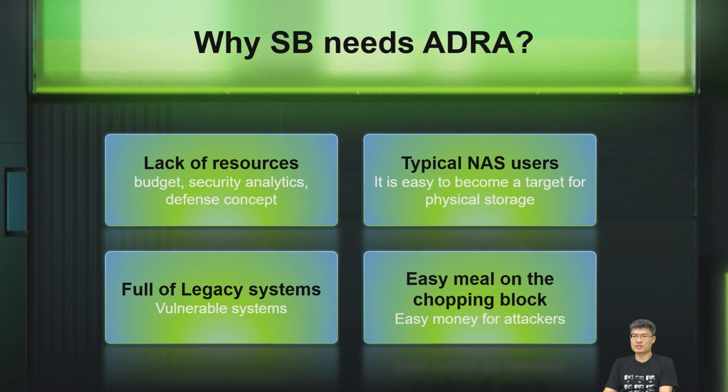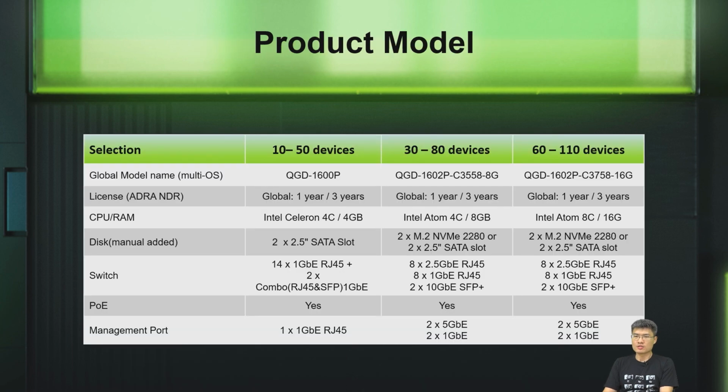So that's why we say that with the ADRA, we can handle some security issues from the switch side. This means we can decrease some load on the IT staff, because we can lower the effort. They don't need to do a lot of things or take a lot of time to do intranet checking. ADRA can help them do that. So we say that the ADRA NDR is very suitable for the SMB and also small businesses. So here are the models for your reference.